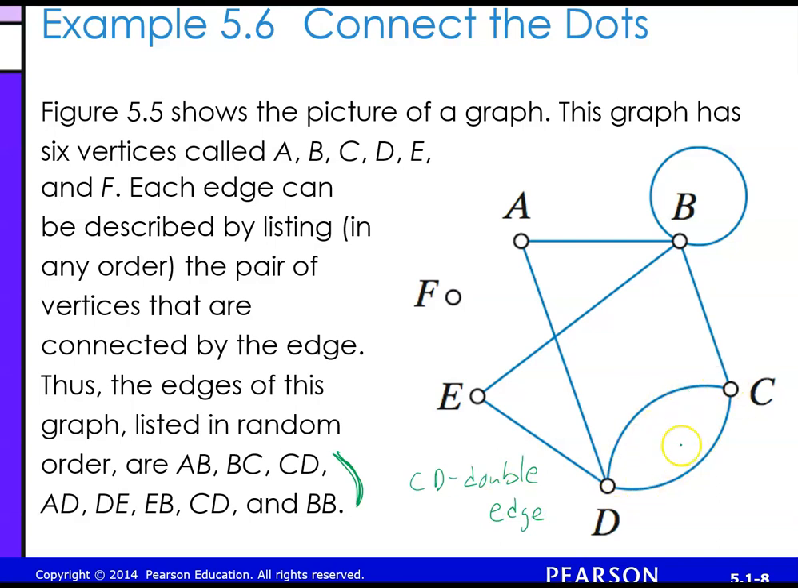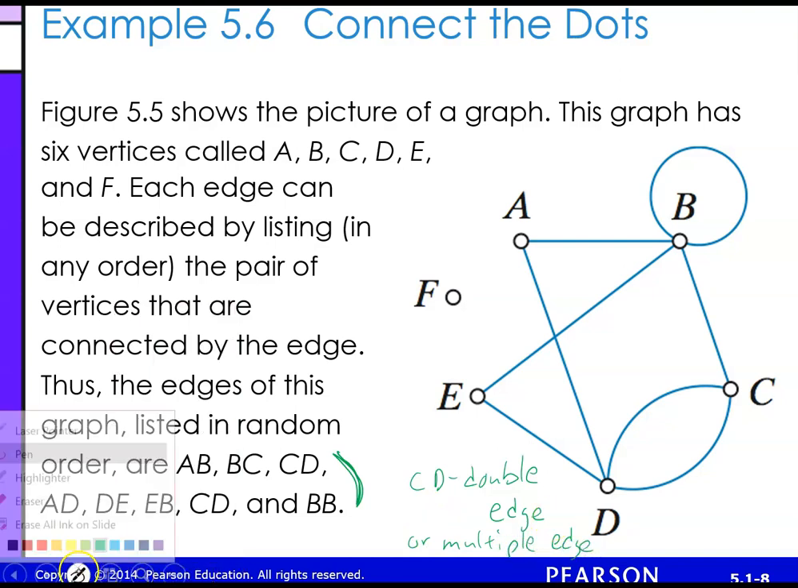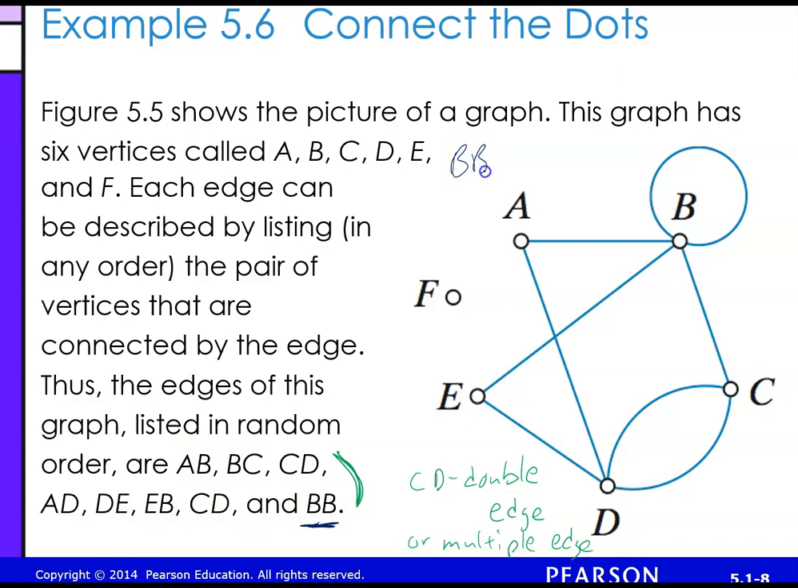And it's sort of this oval type shape here, but going back both directions. Could also be multiple edge. And then we also have BB, which is rather unique. BB up here, that is what we call a loop. Okay. So a little bit of definitions there and pointing out differences between edges and vertices there.